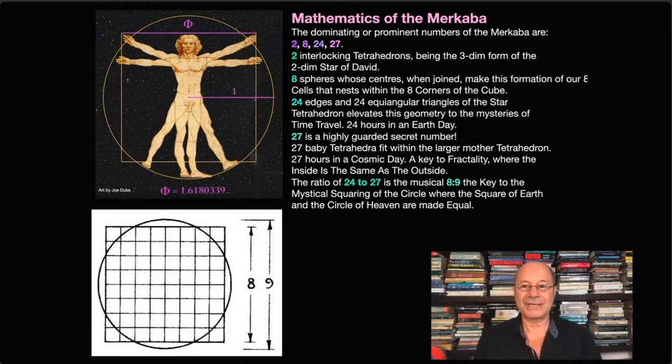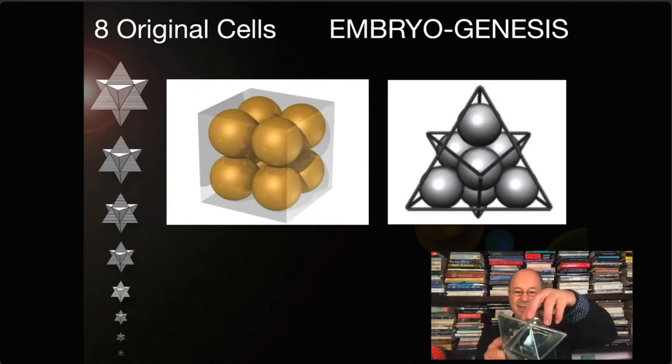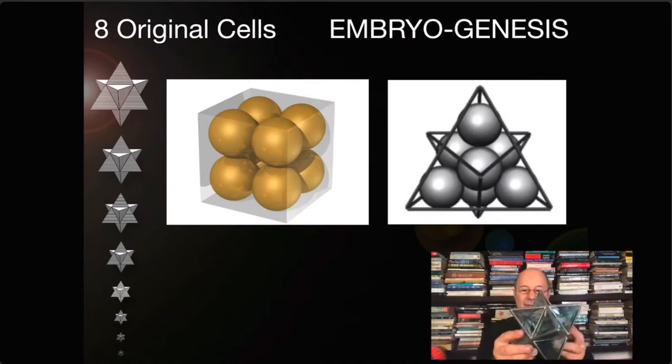There's a lot of mathematics to the Merkaba, which I will talk about when we do whole e-courses just on this. I just wanted to show you the numbers 2, 8, 24 and 27. Remember 27 little tetra are locked within the mother tetrahedron. So these are all special coded numbers. Because when I mentioned the 8 corners of the star tetrahedron, that's the 8 tetrahedron, they're really the 8 spheres. So you can see the 8 spheres of your creation.